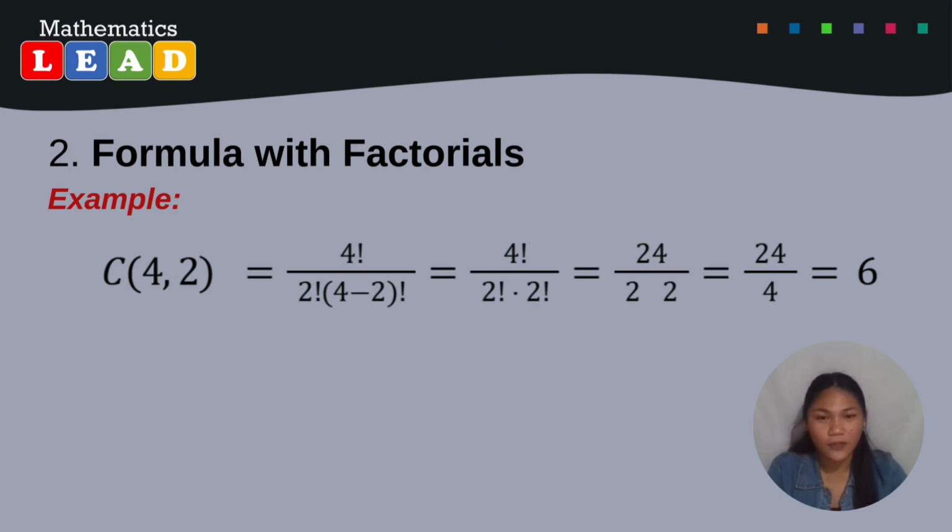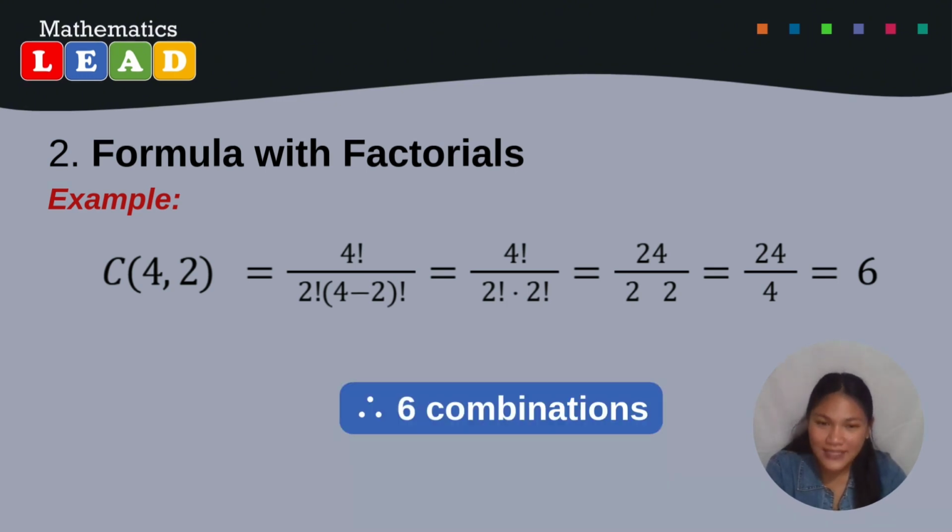Next, we calculate 4 factorial, which is 4 times 3 times 2 times 1, equal to 24. Then we calculate 2 factorial, which is 2 times 1, equal to 2. Multiplying the 2 factorials in the denominator, 2 times 2, is equal to 4. Finally, dividing 24 by 4, we will have 6. Therefore, we have 6 different pairs of flavors we can combine. With that, we arrive at the same answer as the listing method.